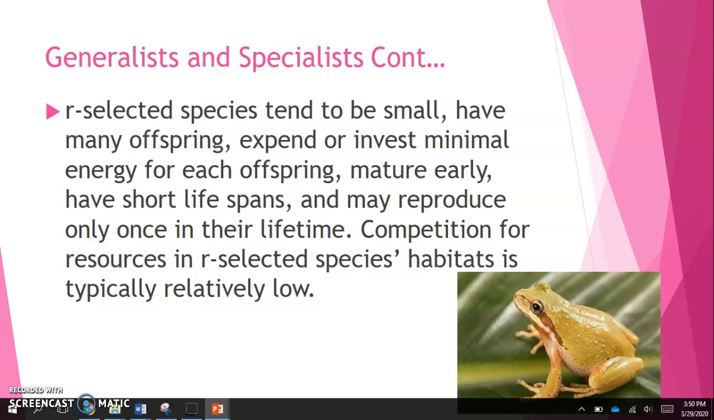They mature early, meaning their turnaround time is not very long. So it doesn't take long for a frog to grow from an egg to a tadpole to a full grown frog. Flies, bugs, a lot of bugs mature really quickly. They typically have shorter lifespans, and sometimes they really only reproduce once in their life. And typically competition for resources in an R-selected species' habitat is relatively low.